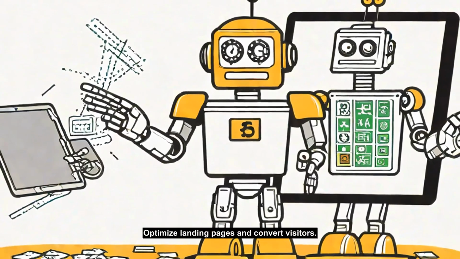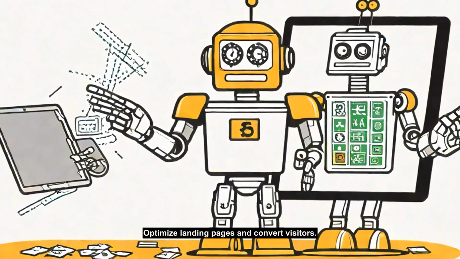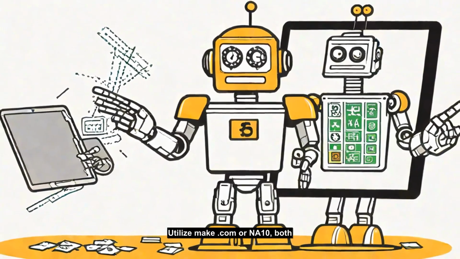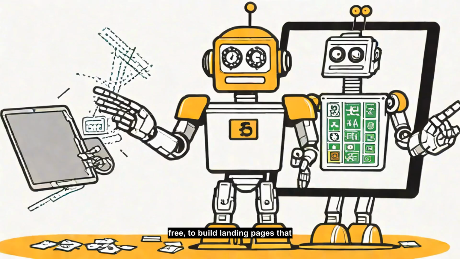Step 3. Optimize landing pages and convert visitors. Utilize Make.com or N8N, both free, to build landing pages that convert visitors into leads. A case study showed a 47% increase in conversions when integrating chatbots with these tools. Your business can see similar results by automating the first interaction point.